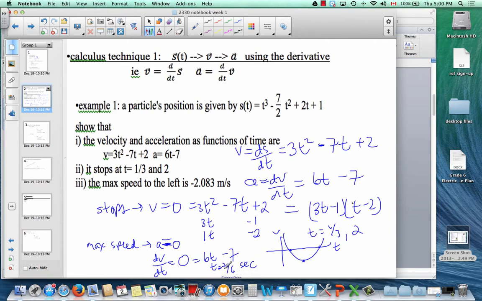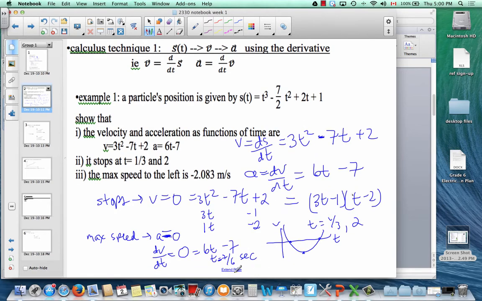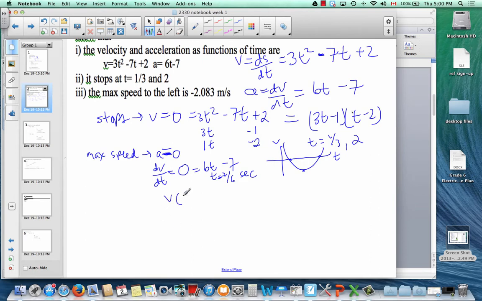So then you need to take this 1 and 1/6 seconds and substitute it in to find the velocity at that time. So you want to find the velocity at time 7 over 6. So that's going to be 3 times 7 over 6 squared minus 7 times 7 over 6 plus 2. And you could show that works out to minus 2.08 meters per second.